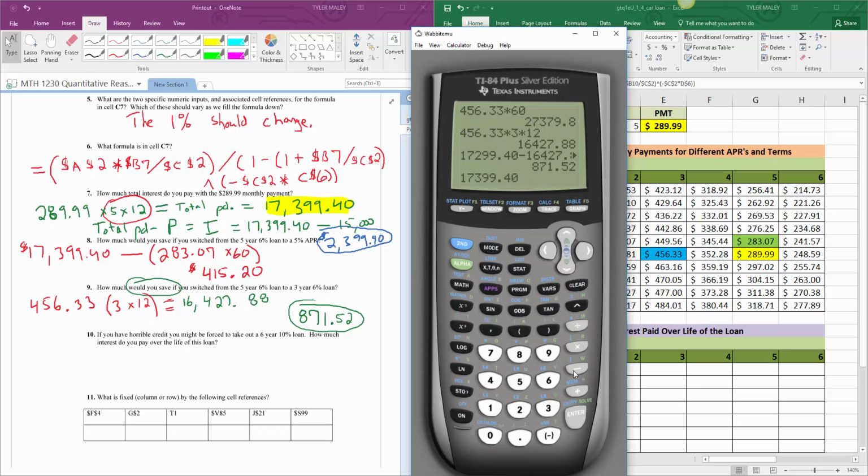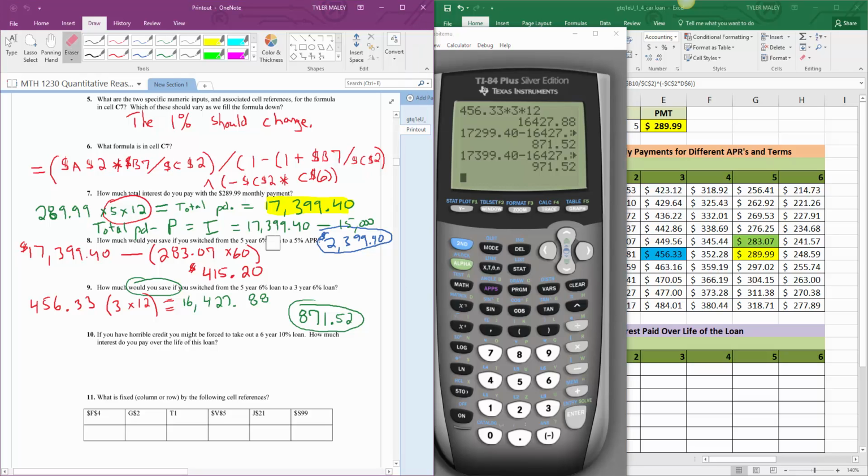So let me calculate this, typing in the right values. So we had 16,427.88. Now if I hit enter, there we go. We're getting the right solution. So I was just 100 off. Actually, this should be 971. So that's how much we would save.